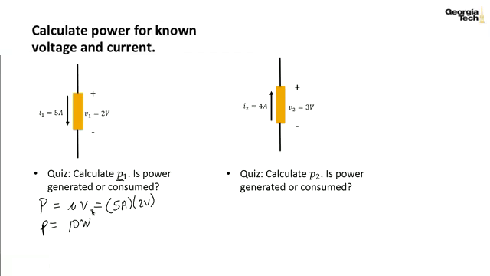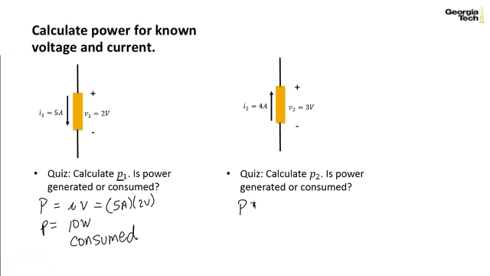Now, because the current is flowing downhill, it's not taking any extra energy for this current to flow from plus to minus. So this power is actually consumed. Positive power is consumed. Now let's consider P2.